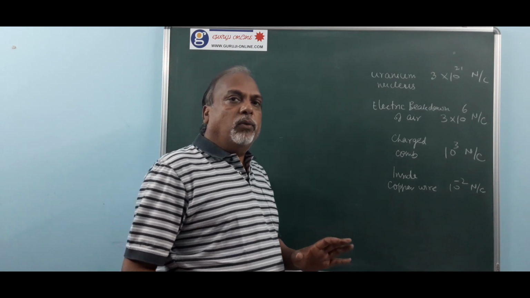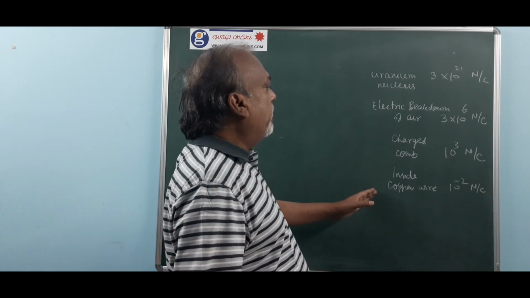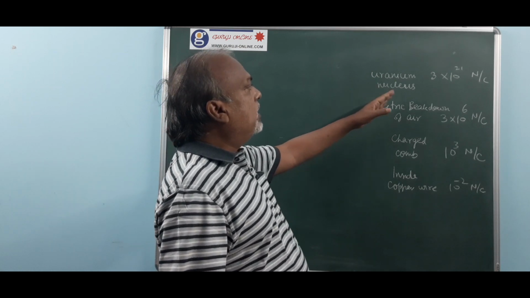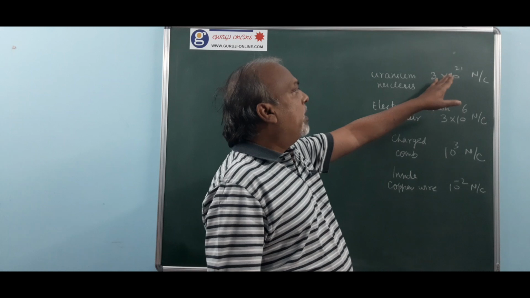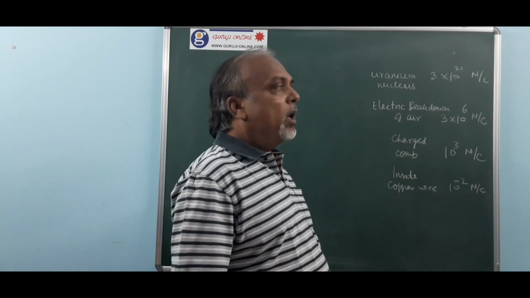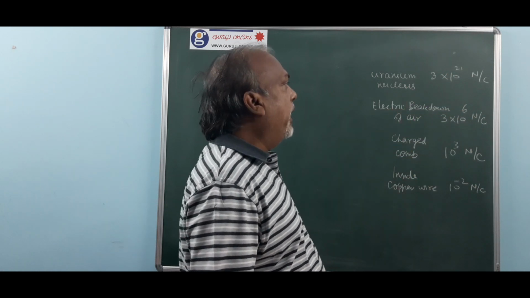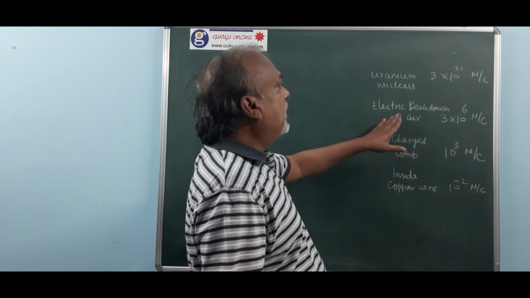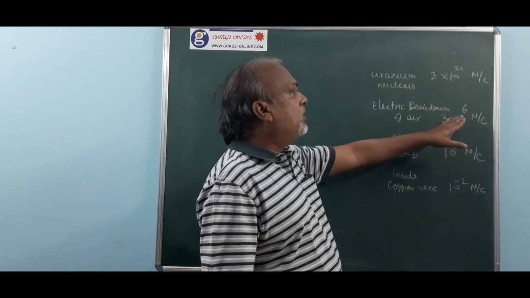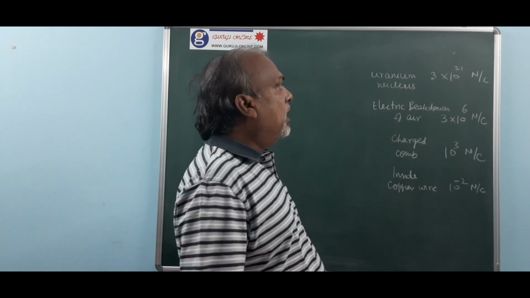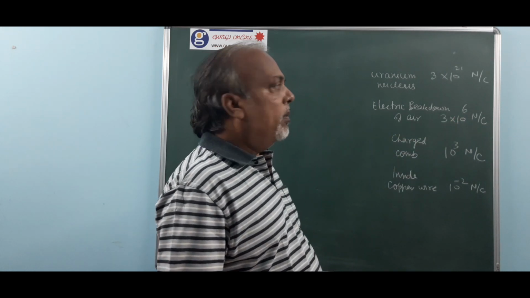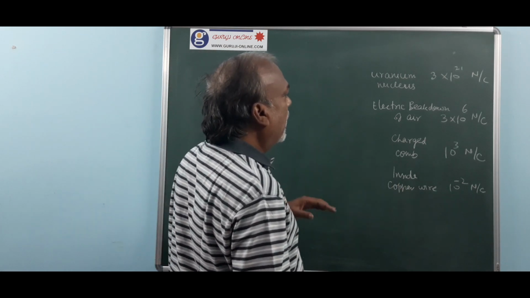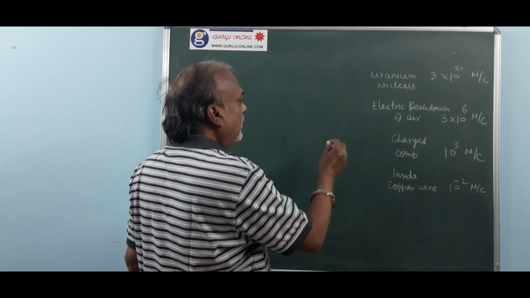These are some of the values I have listed here with regard to electric field. At the surface of the uranium nucleus, you will find 3 into 10 raised to power 21 Newton per Coulomb. It's a very high electric field. Air breakdown occurs at an electric field of 3 into 10 raised to 6 Newton per Coulomb. In one of my videos, I explained how lightning occurs.